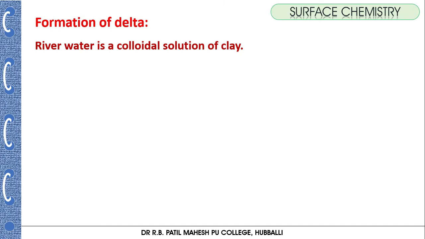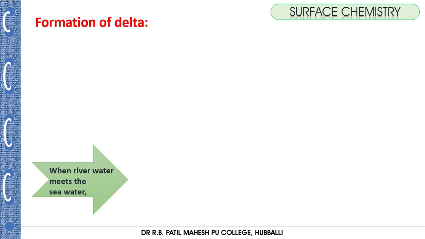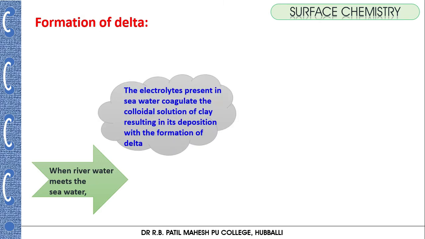River water is a colloidal solution of clay. Sea water contains a number of electrolytes. When river water meets the sea water, the electrolytes present in sea water coagulate colloidal solution of clay, resulting in its deposition with the formation of delta. Application of colloids.